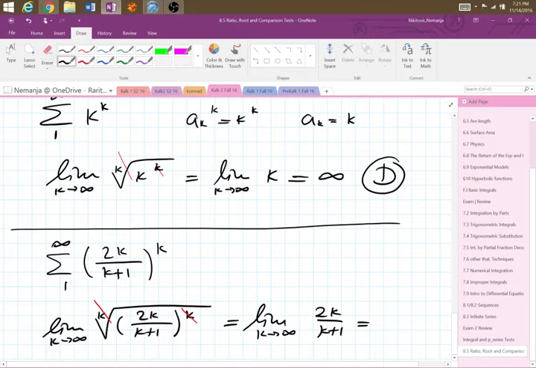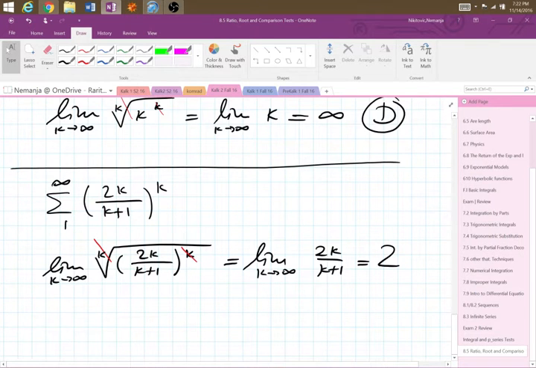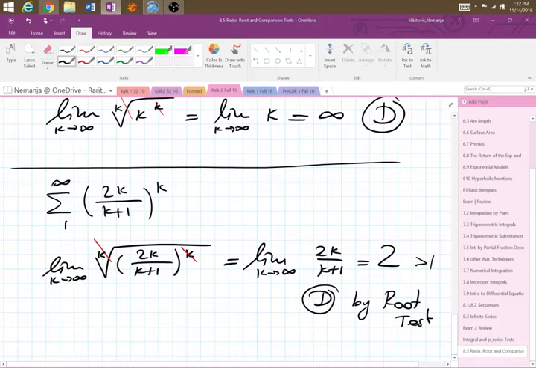Okay, so far I heard 1, 2, and infinity. Exactly. Very good. So it diverges, since the limit is 2, which is larger than 1, diverges by the root test. Done.